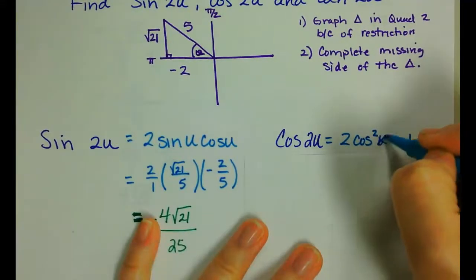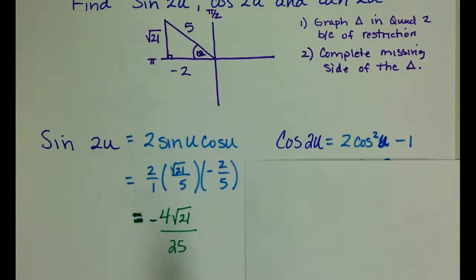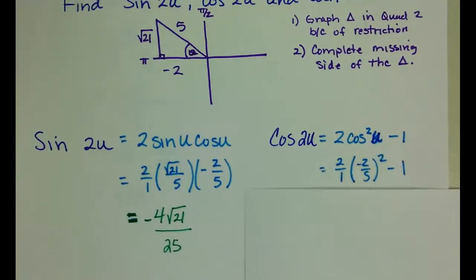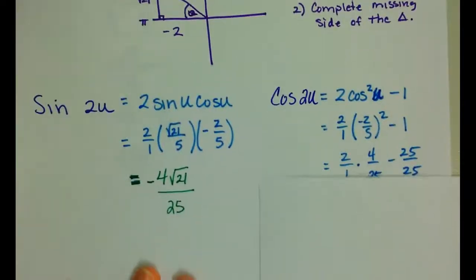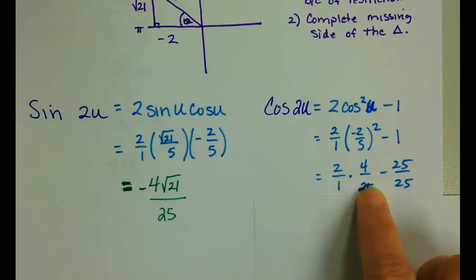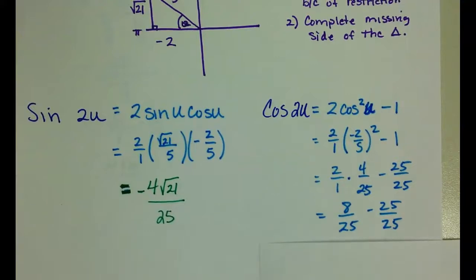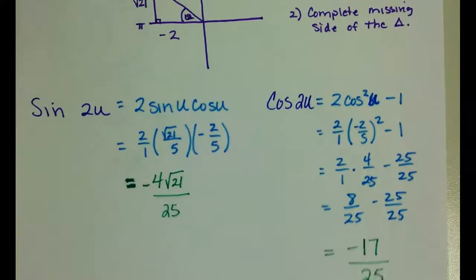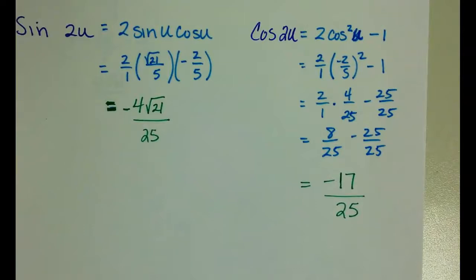So when we are doing this one, we're going to square the cosine u, and then we are going to multiply by 2 and subtract 1, so I'm going to need some common denominator here. So cosine in the triangle is negative 2/5. Negative 2/5 squared is positive 4/25. We're multiplying that by 2, and we're getting a common denominator of 25 because when I multiply 1 by 25, I get 25, so I just rewrite 1 as 25 over 25. So then what I'm trying to do is 8 over 25 minus 25 over 25, which leaves me with negative 17/25. Okay? So that's how you would do cosine 2u.